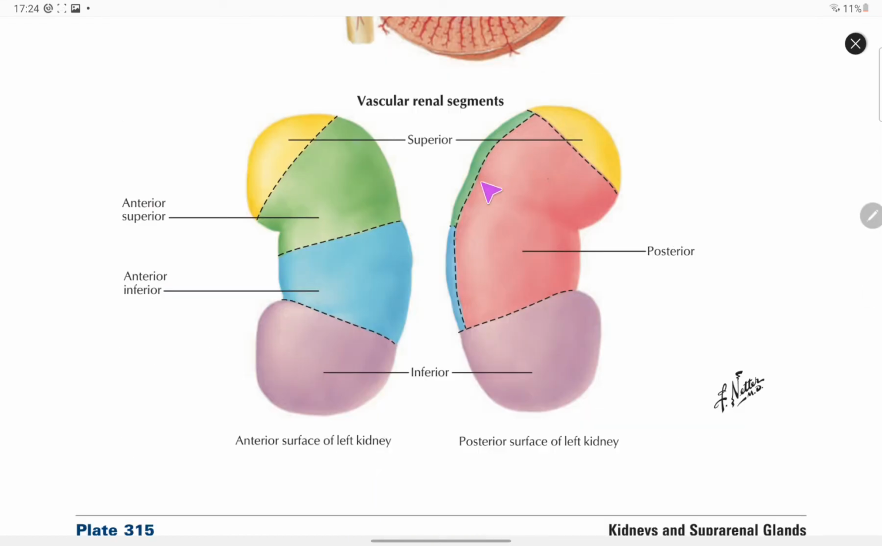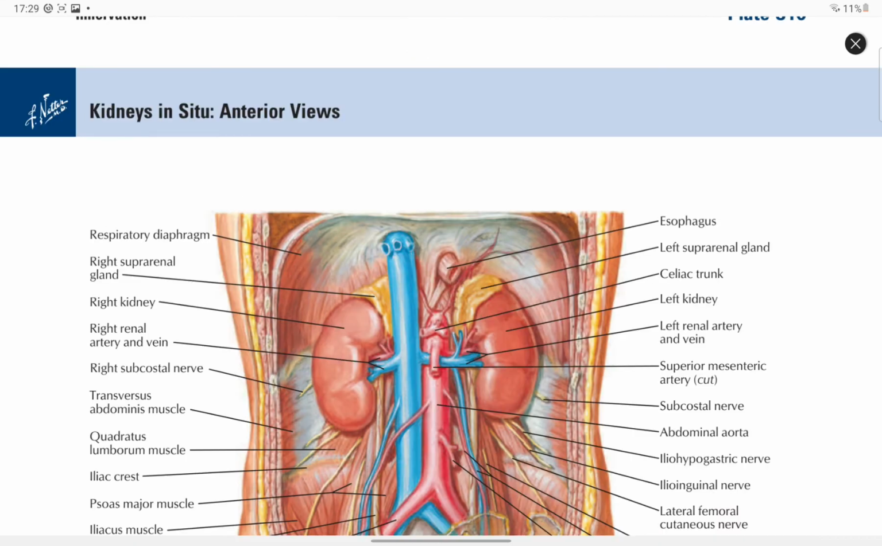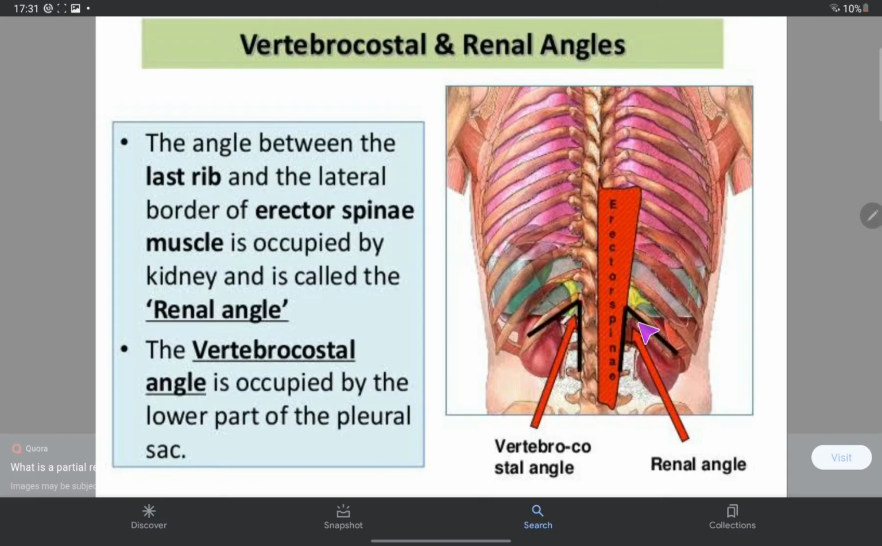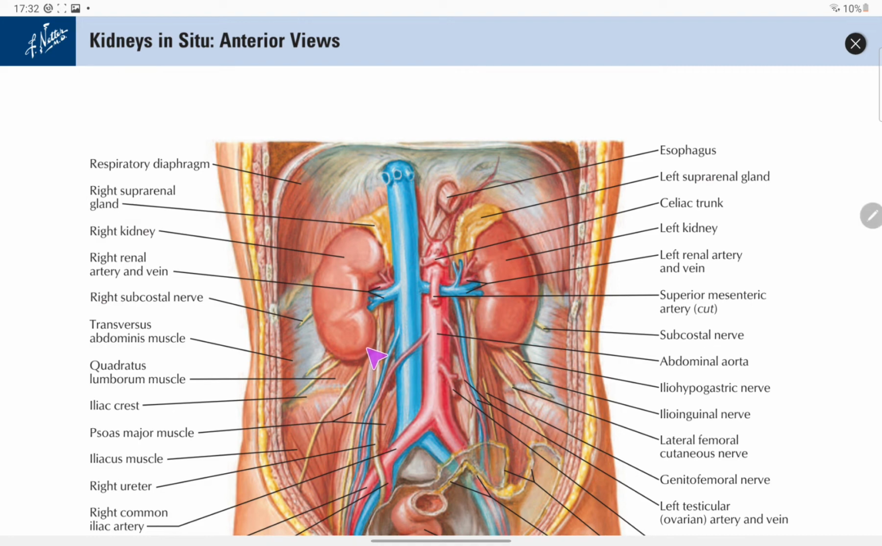So this region is an avascular line, that is Brodel's line. The lymphatic drainage of the kidney is to the lateral aortic nodes. Nerve supply: the kidney is supplied by the renal plexus. The common diseases of the kidney are nephritis, pyelonephritis, renal stones, and tumor. The angle between the lower border of the 12th rib and the outer border of erector spinae is the renal angle. The most common anomaly in the development of the kidney is the horseshoe shaped kidney.